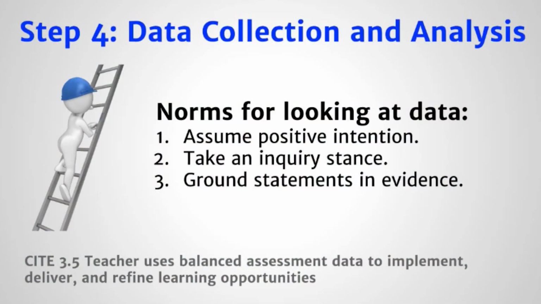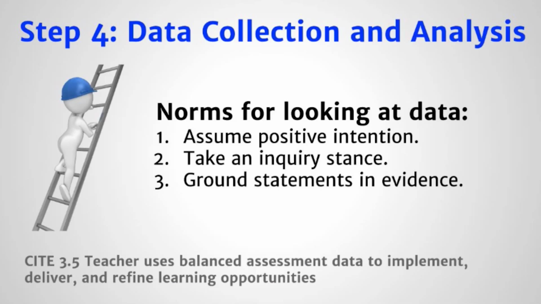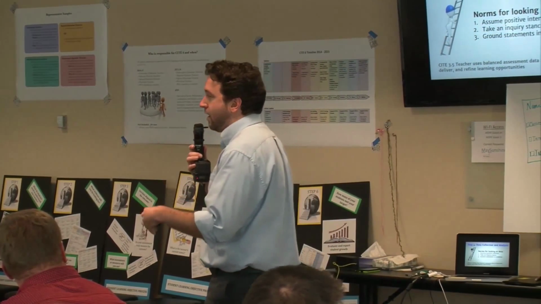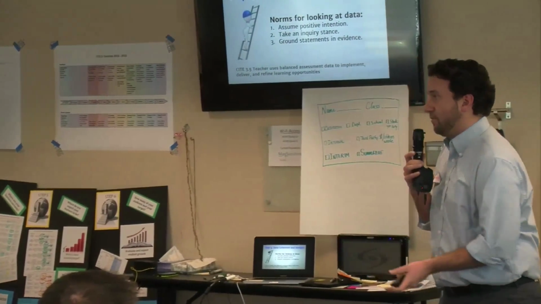And for that, we're going to give you just a few norms. So our first norm is assume positive intent, or positive intention. This was not my favorite norm when I learned it, mostly because I was like, why am I supposed to assume that someone's trying to be nice to me? Until I learned it wasn't that. It's we're coming to the table because we care about the students who this data is representing, and we're caring about how they are growing and how we can increase that academic achievement.